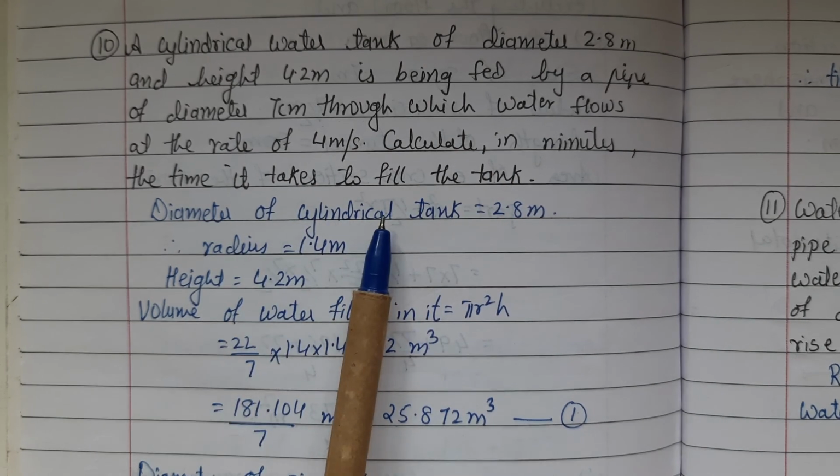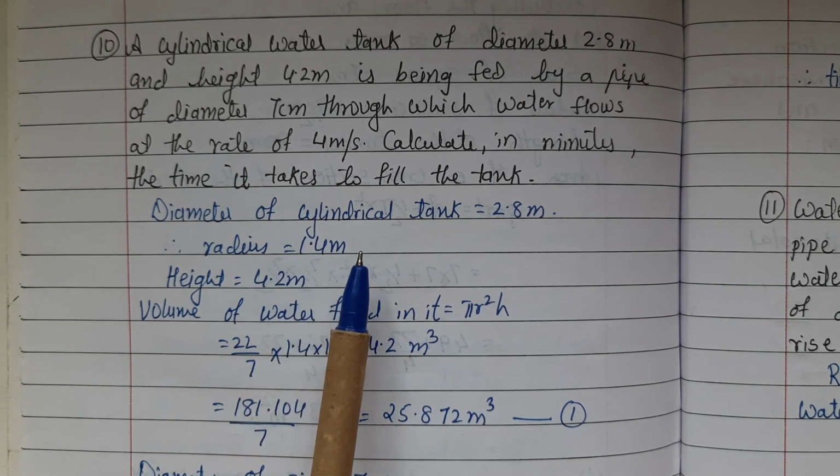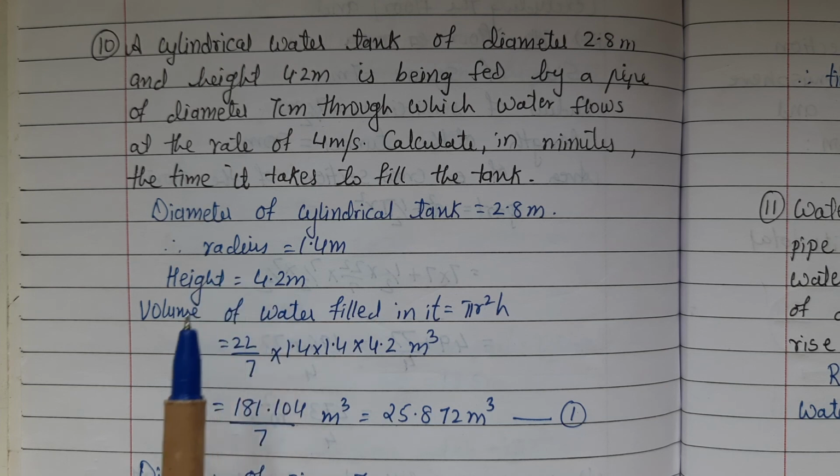Diameter of cylindrical tank 2.8 meter. Therefore, its radius 1.4 meters. Height 4.2 meters. Therefore, volume of water filled in it is pi r square, 22 by 7 into 1.4 into 1.4 into 4.2, equal to 181.104 upon 7, equal to 25.872 meter cube. Let that be equation 1.